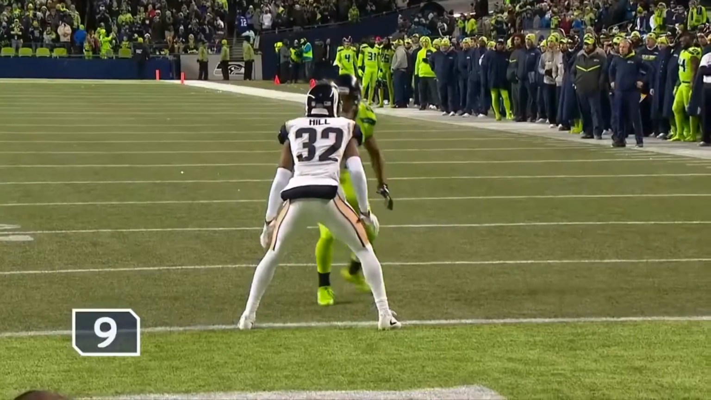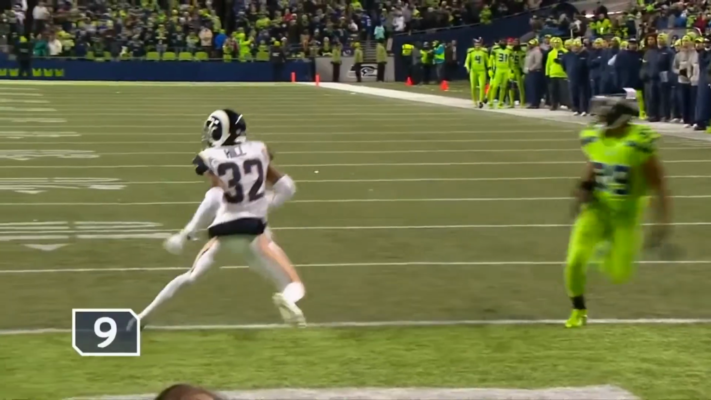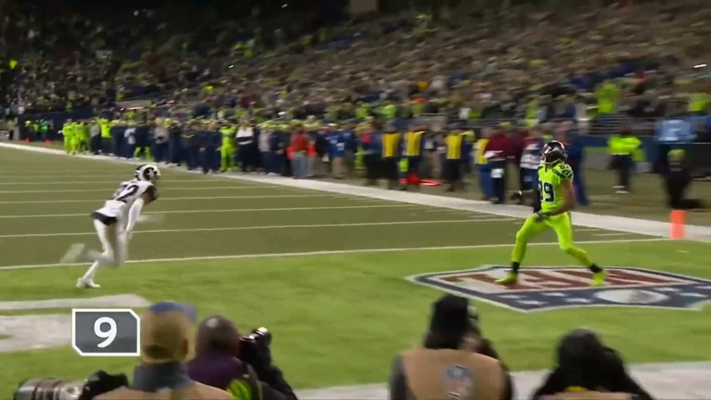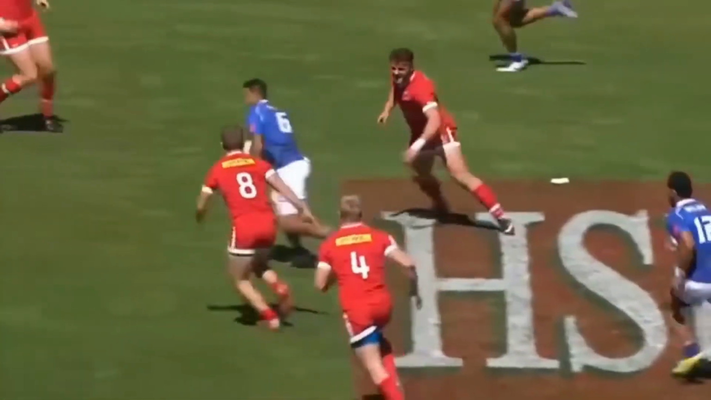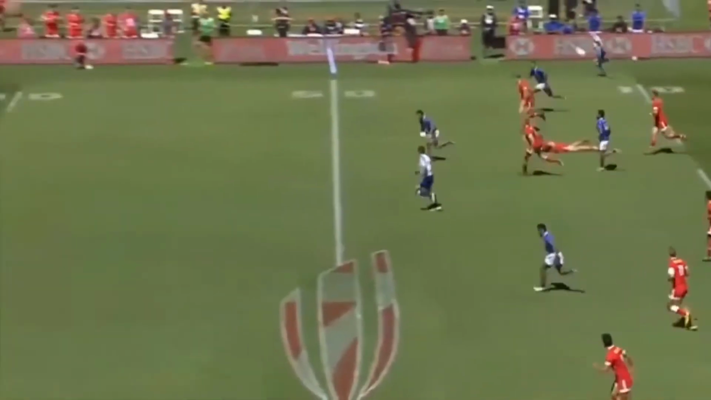By using a model of agility coming up and comparing to a successful Duke, we can begin to understand what technical, physical and cognitive qualities are needed to perform an efficient Duke. Technically, feet placement and body lean will be accentuated to encourage the opponent to execute a movement. From this, the performer can then drive off the plant leg into the opposite direction.